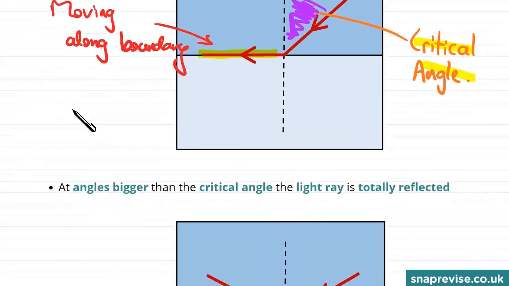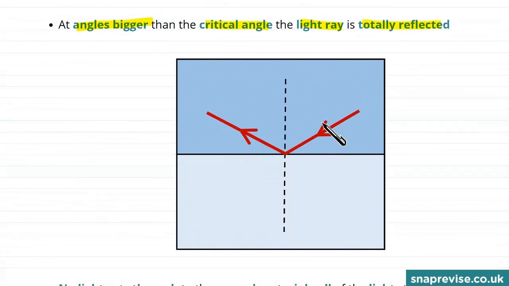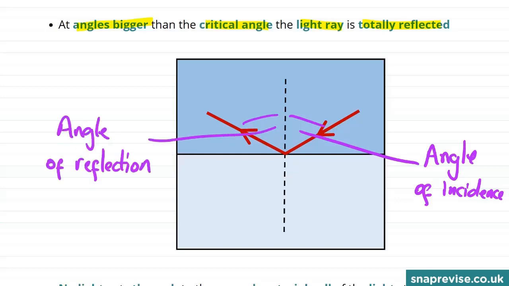Well, at angles bigger than the critical angle, the light ray is totally reflected. So we've got this reflected ray of light now. And remember that for reflection, the angle of incidence is always equal to the angle of reflection. So that's the angle of incidence, and we've drawn it here to show that it's the same as the angle of reflection. Notice that the reflected ray has gone straight from pointing in this direction to flicking up to here.